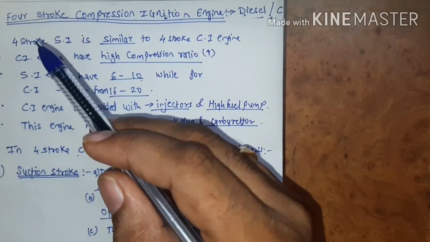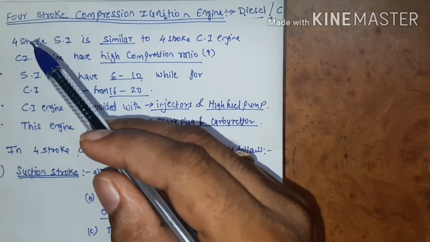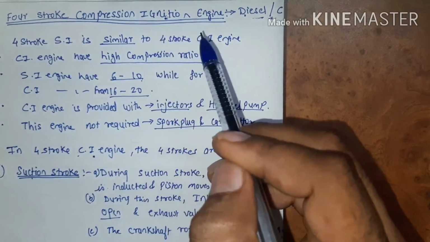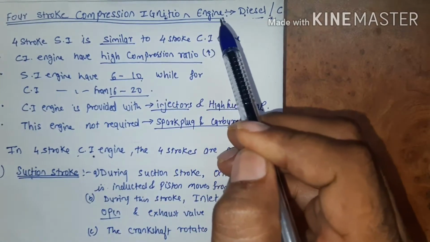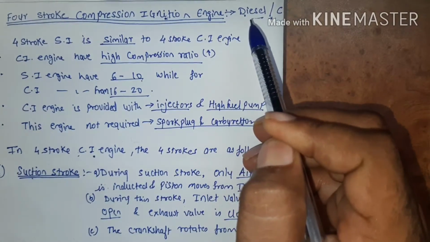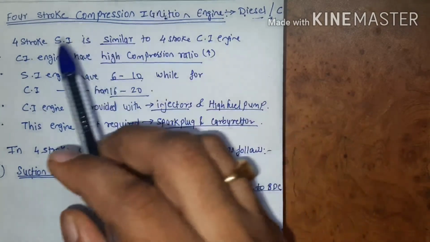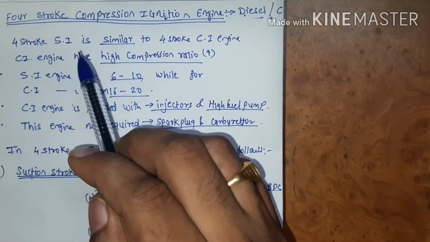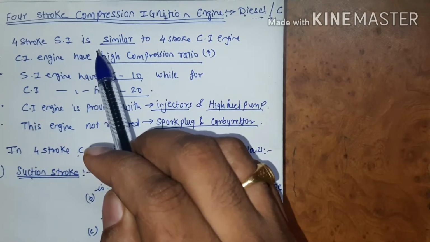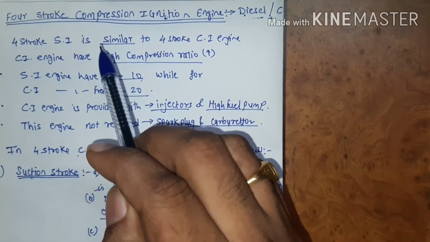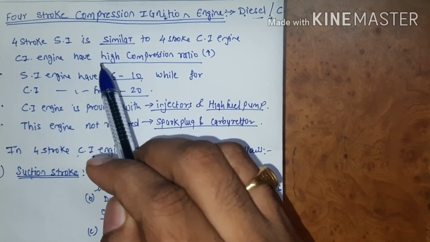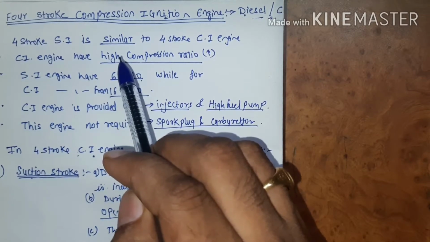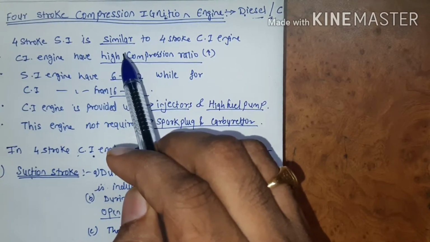Today in this video I am going to discuss the 4-stroke compression ignition engine. This engine is also known as the diesel engine. The 4-stroke C.I. engine is similar to the 4-stroke S.I. engine, but the C.I. engine has a much higher compression ratio as compared to the S.I. engine.